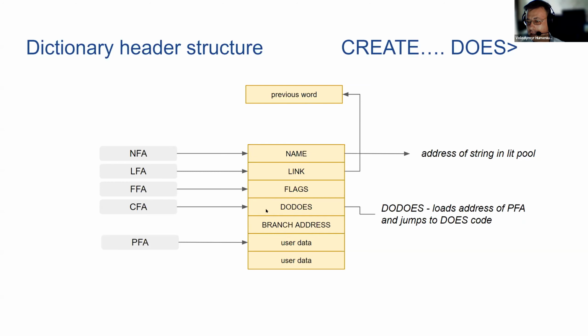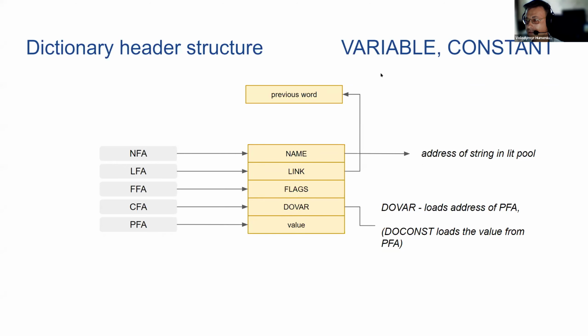Create does has a very similar structure, but the CFA contains do does doer, and the branch address where to continue execution. Do does just loads the address of the PFA on the stack and jumps to this address. It's very simple. And for variables and constants, again, the same structure: name, link, flags, and do variable doer. It just loads the address of the PFA and exits.